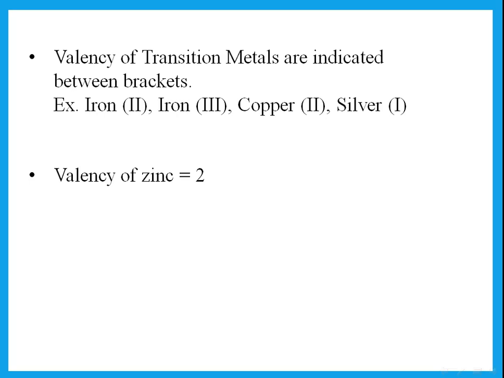Okay? Now, remember that the valency of transition metals, we haven't talked about transition metals, has to be indicated, because if you remember, we said transition metals may have more than one valency. So actually, if I say iron, I have to tell you whether it's iron 2 or iron 3 in order to be able to write the formula.